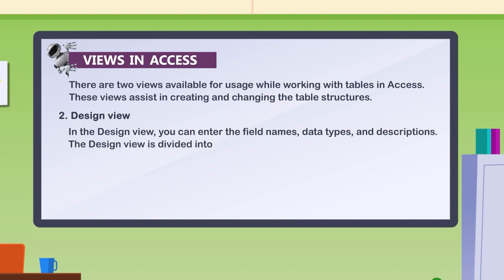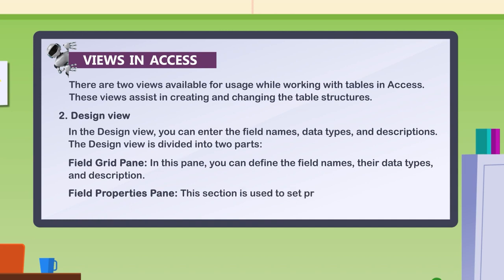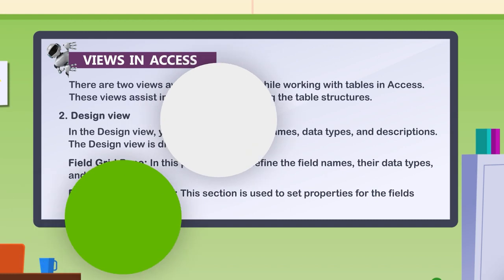The Design View has 2 more views. First is the Field Grid pane. In this pane, you can define the field's names, their data types and descriptions. Second is Field Properties pane. This section is used to set properties for the fields defined in the table.